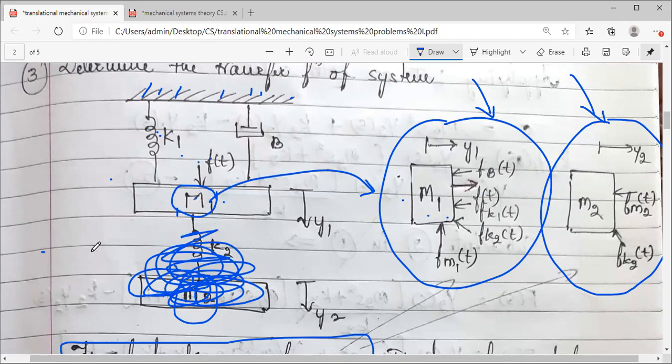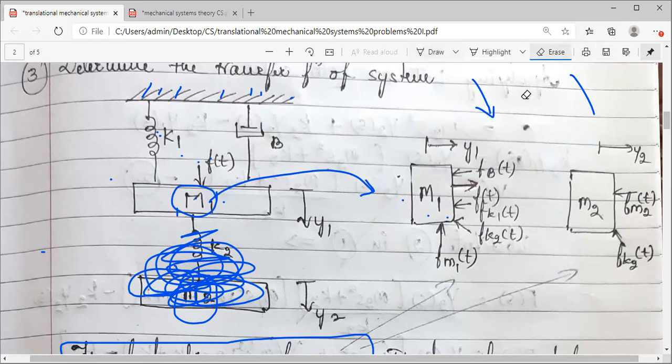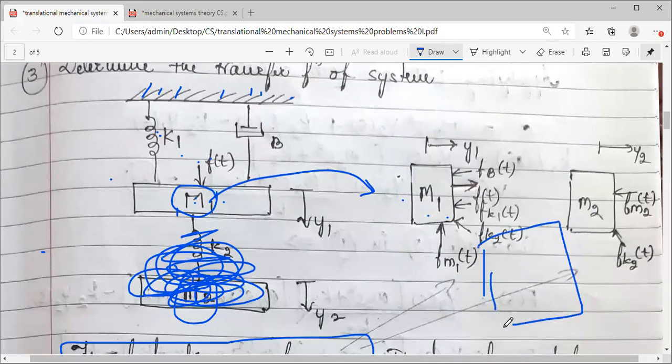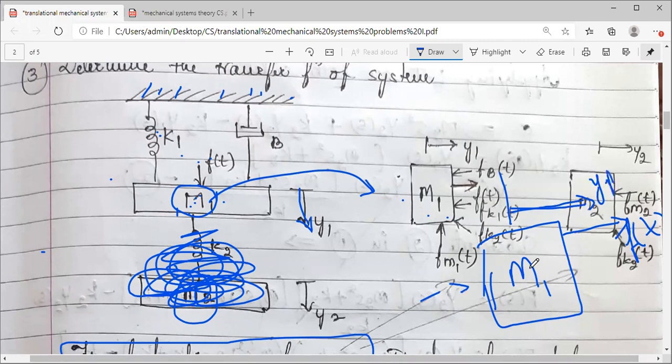Let me erase this and draw it here one more time. There is a mass m1. So this is your m1. Now I am applying a force on this particular body, in this direction. This is your applied force F of t. And what is the displacement that occurred? In the same direction, y1. Let me show this, this is indicating the displacement, which is y1.